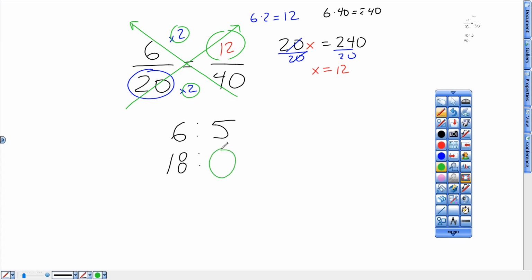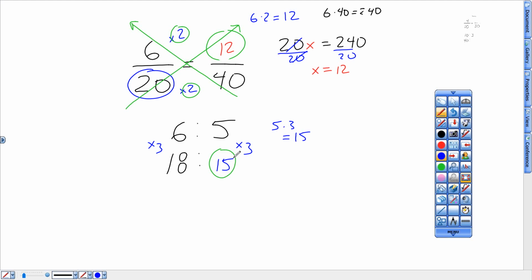The way I'd like you to do it is look at that 6 and that 18. See what I'm timesing that 6 by. It looks like I'm timesing that 6 by 3. So go over here to that 5 and times that 5 by that same exact 3 on your calculator. That will spit out the number that will keep those two values equivalent, same exact values. So that's the way I'd like you to do it.